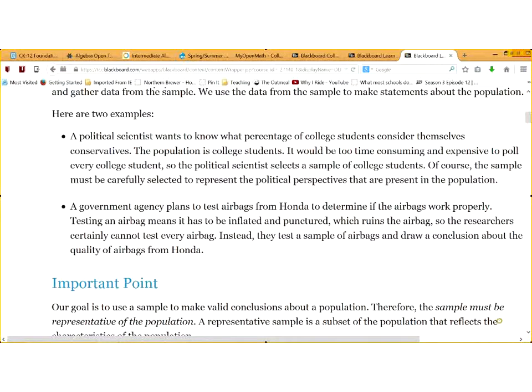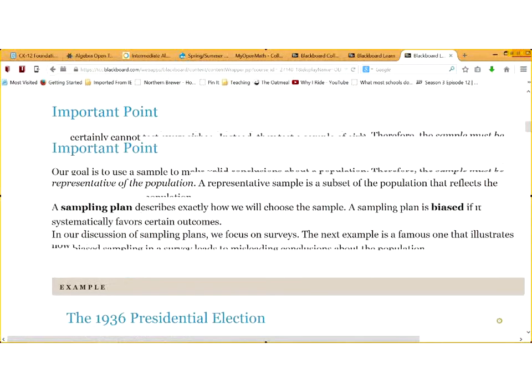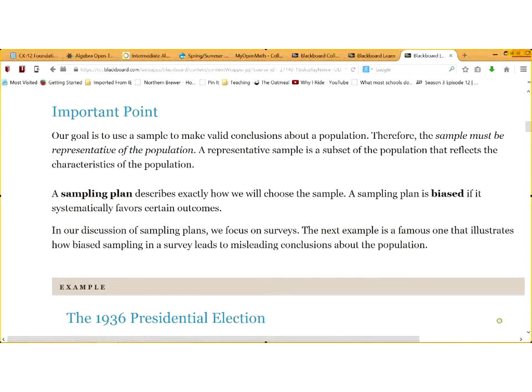So that's a sample, and you can look at the other one. A sampling plan describes how we will choose the sample. A sampling plan is biased if it systematically favors certain outcomes. So we don't want to leave out certain groups of people.